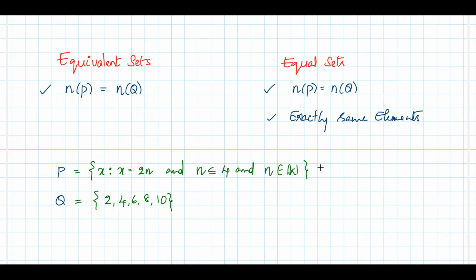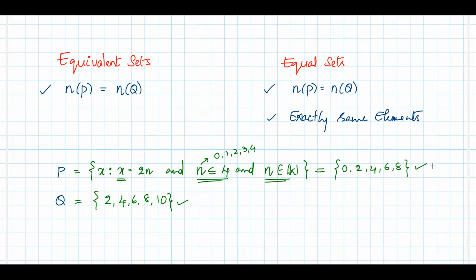So what are the elements here? If you see, n is less than or equal to 4 and belongs to whole numbers. So n values are 0, 1, 2, 3, 4. So what will be the values of x here? 2 into 0 is 0, 2 into 1 is 2, 2 into 2 is 4, 2 into 3 is 6, 2 into 4 is 8. All right. So these are the elements.